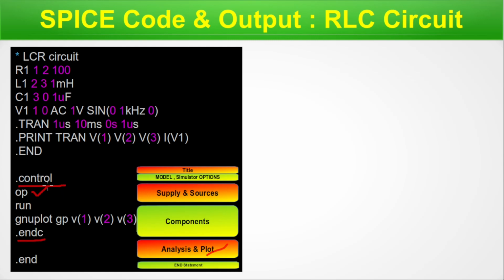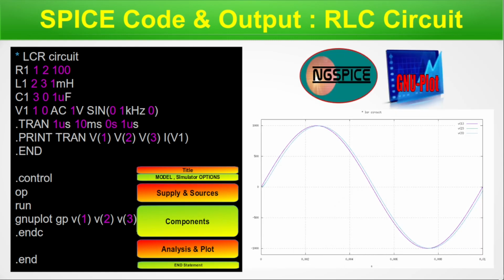So here we have OP, run and GNU plot command similar to the previous spice deck, and here we have voltages 1, V1, V2 and V3 for displaying, and at the end you can see here the end statement ends the spice deck. So once we run this circuit with the ngSpice and the GNU plot, we get this kind of an output. Okay, so there are some of the voltages are overlapped.